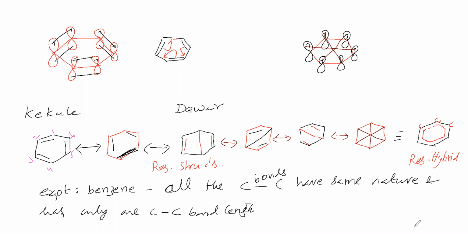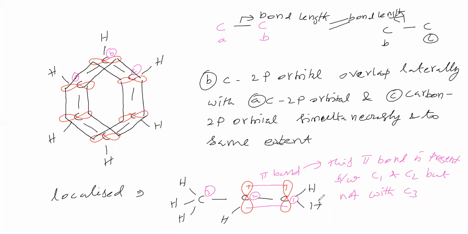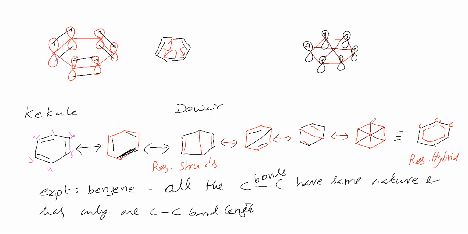So we are saying the Dewar structure energy is still more. Next we will take this one. In this Dewar structure there are no pi bonds at all. This bond has more length, this bond has more length, this bond has more length. All the three bonds have higher length.